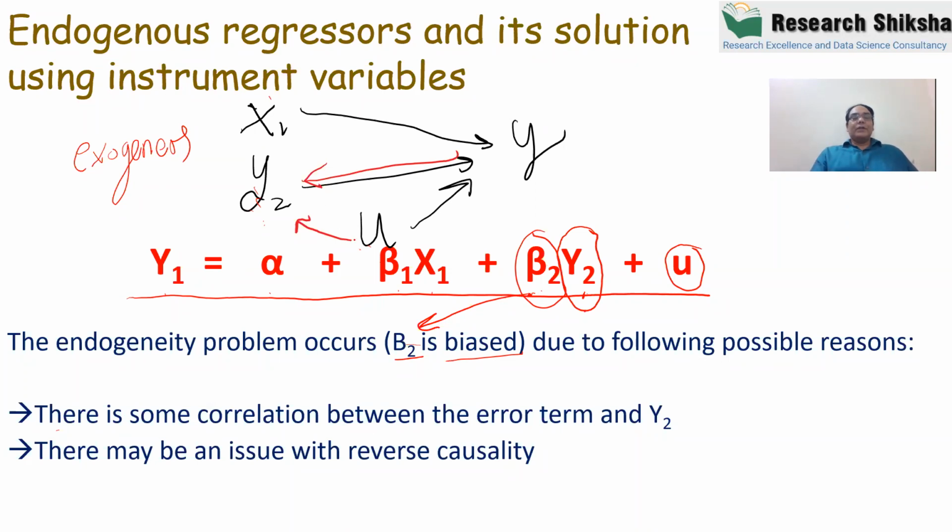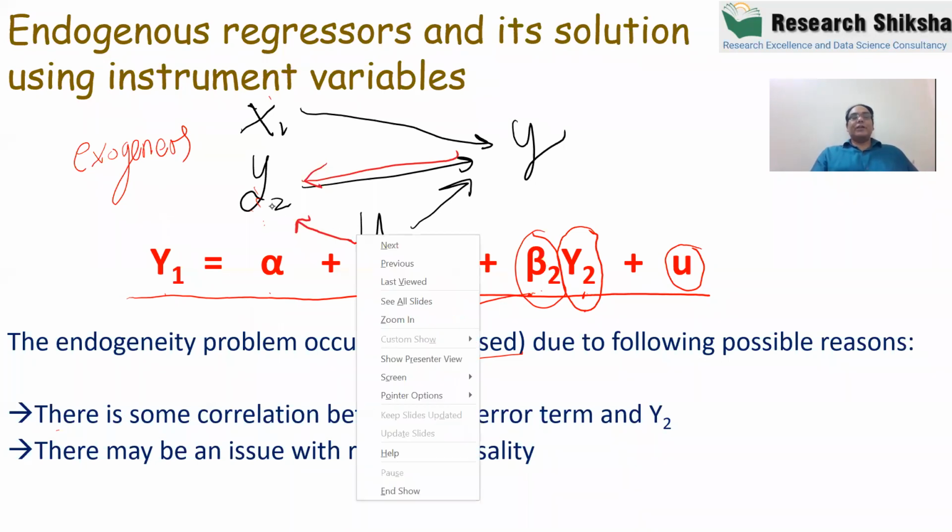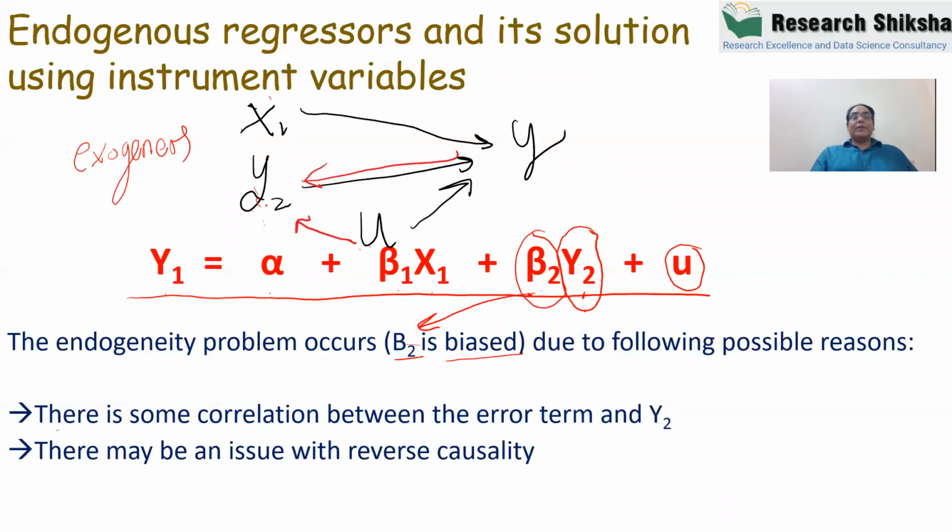Either the error term is correlated with the independent variable, or it may be possible that y1, the dependent variable, and y2 have the problem of reverse causality, meaning y1 is affecting y2 and y2 is affecting y1. So both problems can be solved by the method known as second stage least square method.